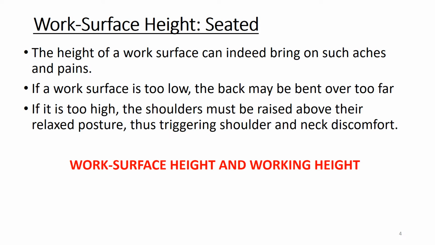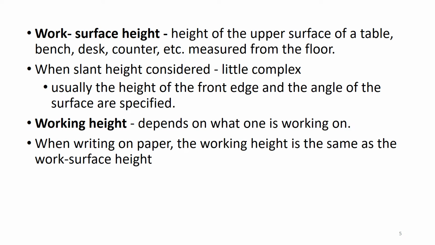So, in considering all these factors, two main dimensions or two main aspects are very important in the design of work surface, especially horizontal work surface. One is the work surface height, and the other one is working height. We will look into what is work surface height. As mentioned in the definition here, it is nothing but the height of the upper surface of a table, or it can be a bench, desk, counter, that is measured from the floor. So in simple words, it is the height from the floor to the top surface of the table that you are using.